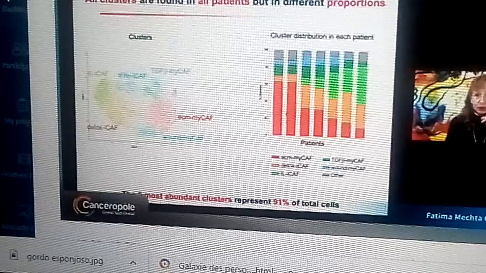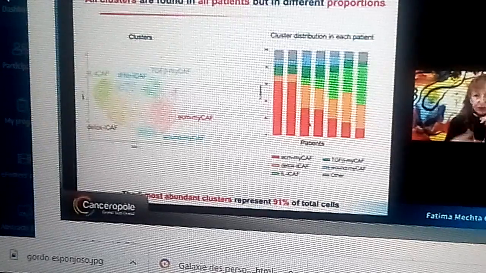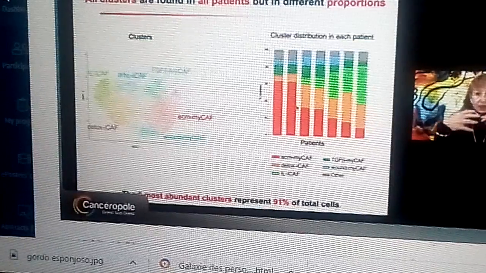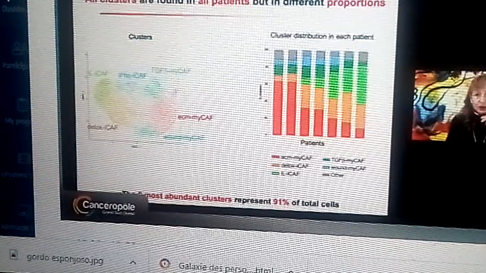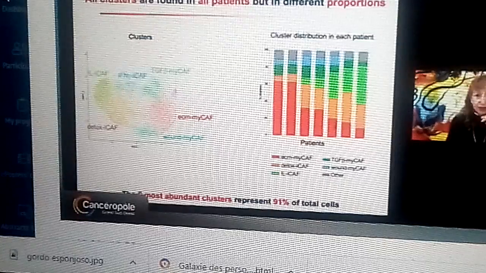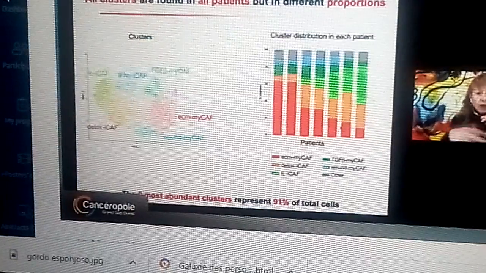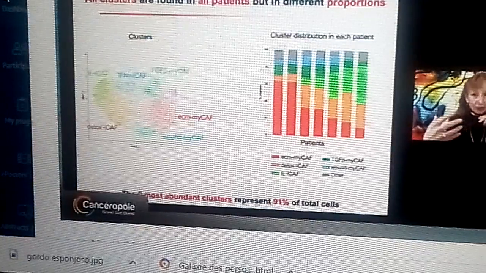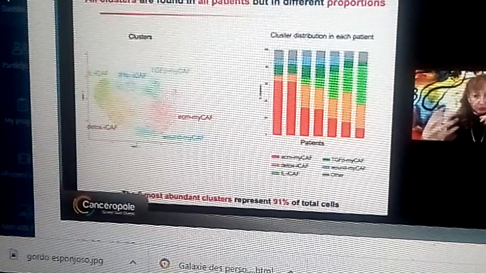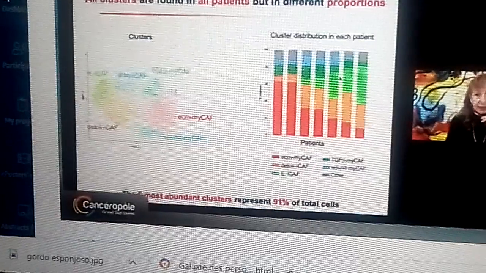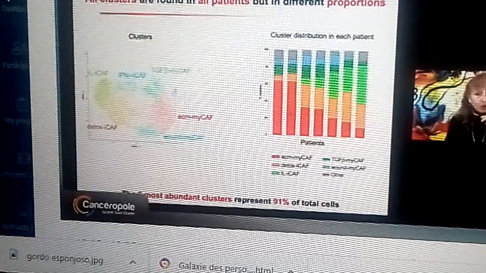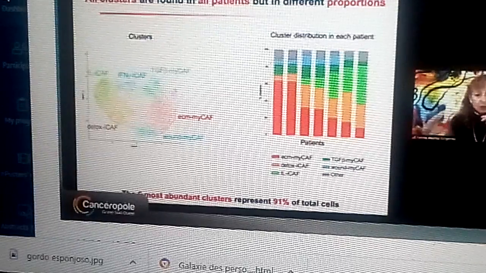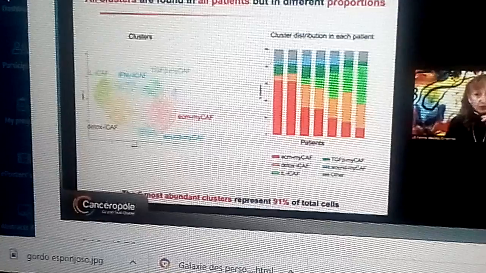This is the cluster distribution that we can highlight. Each color represents the same pathways, the same clusters as here. In each of the 7 patients analyzed by single-cell analysis, when we analyze the 5 most abundant clusters, which represent 91% of the total cells, we can clearly see that we can detect all these clusters in all patients, but in different proportions. And we wanted to validate this observation using another technique.